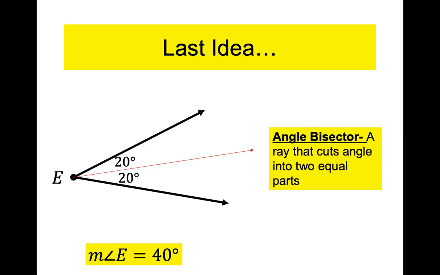It is called, write this down, last box, an angle bisector. An angle bisector, by two. I cut it into two equal sectors. An angle bisector is the red part, the ray that cuts a given angle into two equal parts. Tonight for homework, it's going to talk about an angle bisector.